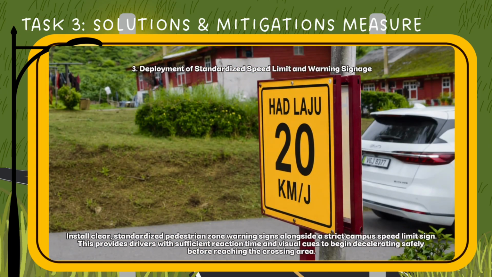Our third measure is the deployment of standardized speed limit and warning signage. Installing clear, highly visible pedestrian zone warning signs alongside a street campus speed limit sign of 20 km per hour provides advancing drivers with sufficient reaction time and explicit visual cues to begin decelerating safely before reaching the crest.